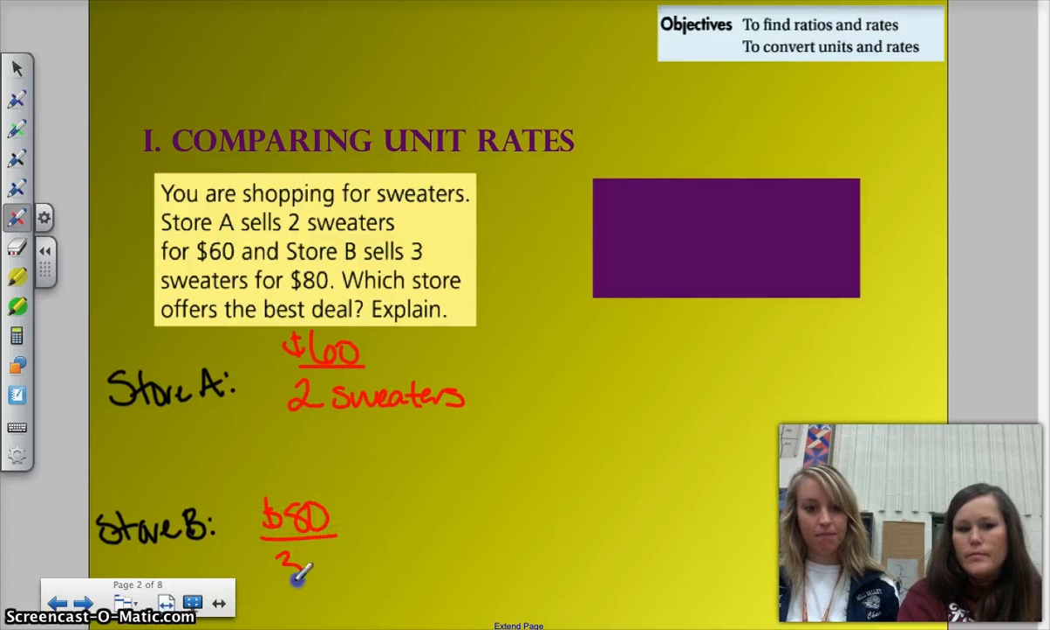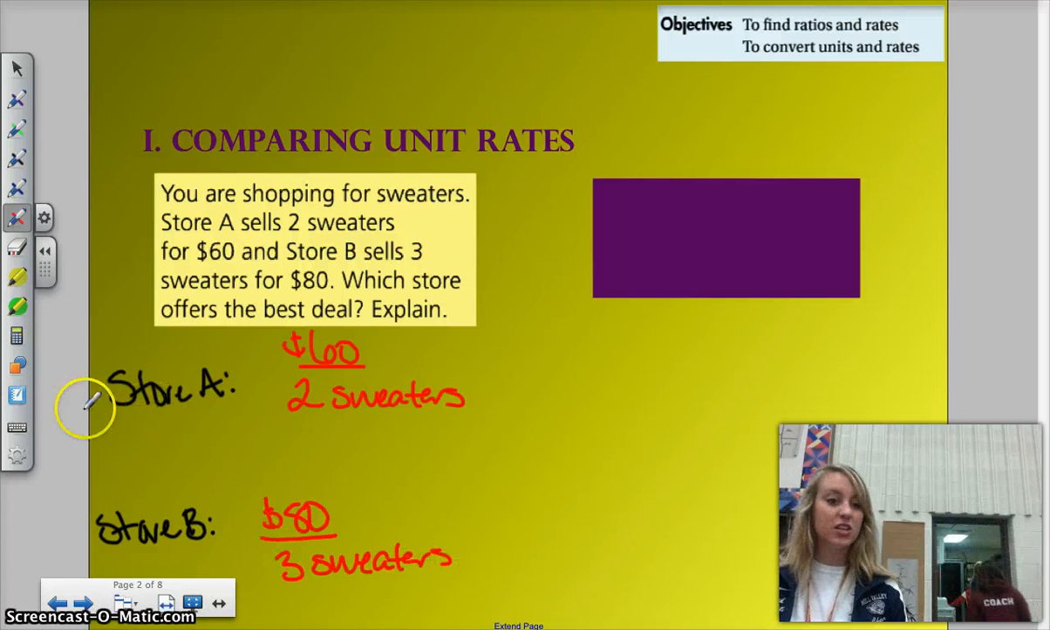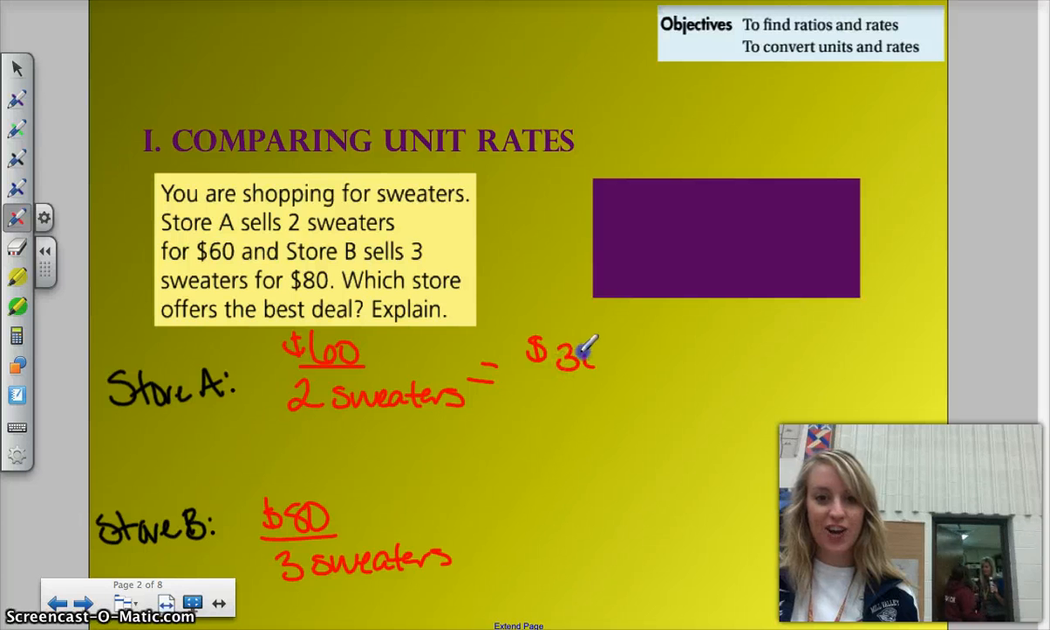Yep. I'm going to go ahead and shut the door real quick. So you just need to divide these out. So 60 divided by 2 is 30 per 1 sweater.